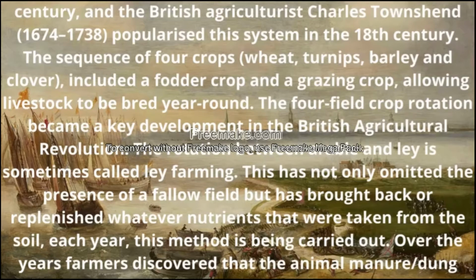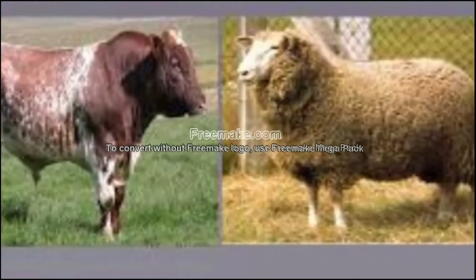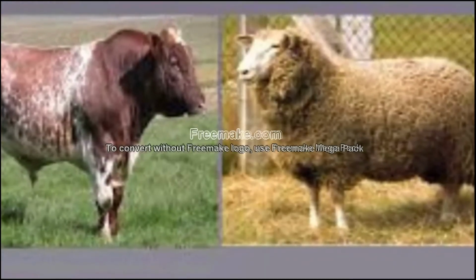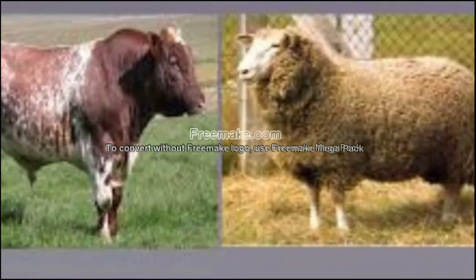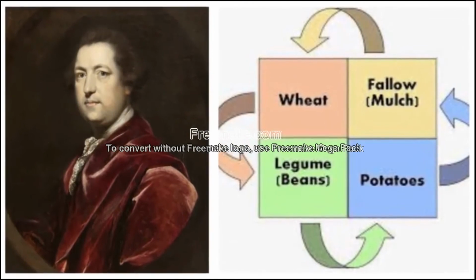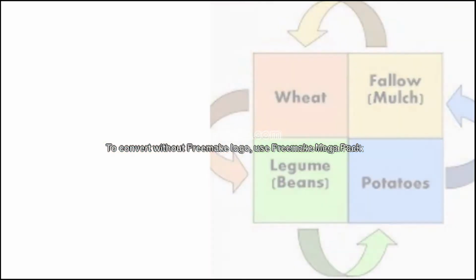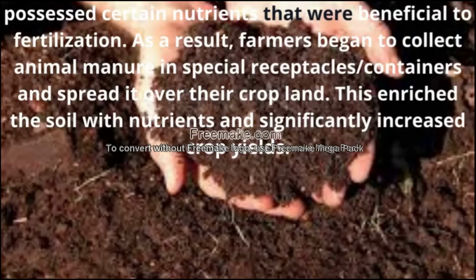This method is being carried out. Over the years, farmers discovered that the animal manure, dung, possessed certain nutrients that were beneficial to fertilization. As a result, farmers began to collect animal manure in special receptacles, containers, and spread it over their cropland. This enriched the soil with nutrients and significantly increased crop yields.